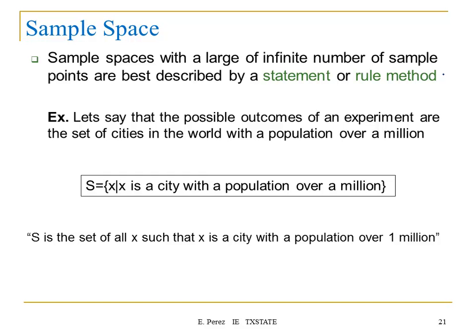But that's not always the case. Sample spaces with a large or infinite number of sample points are best described by a statement or rule method. Okay, so for example, let's say that the possible outcomes of our experiment are the set of cities in the world with a population of over 1 million. Then you can use such an expression if you don't want to list all the outcomes. So this basically says that the sample space is the set of all x, the outcomes, such that x is a city with a population over 1 million.